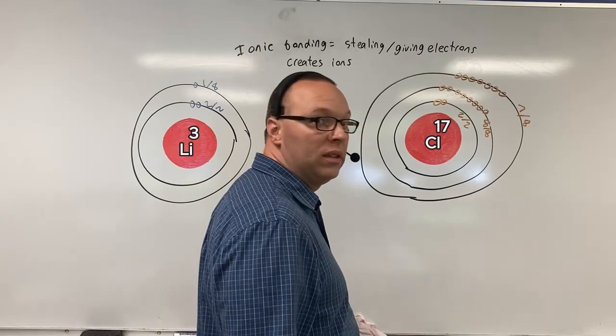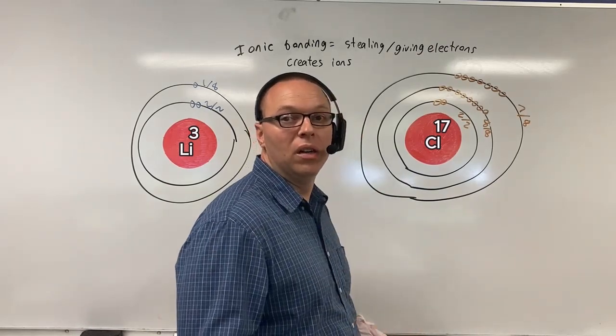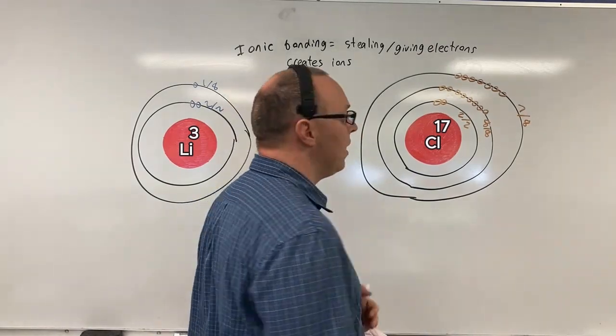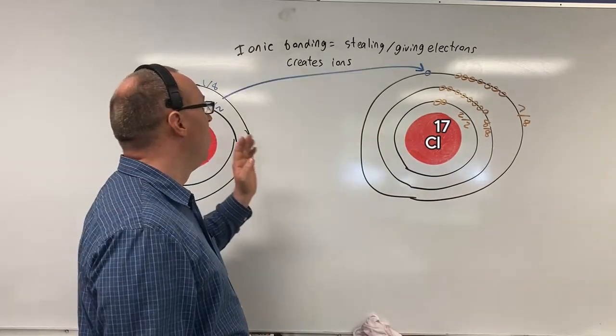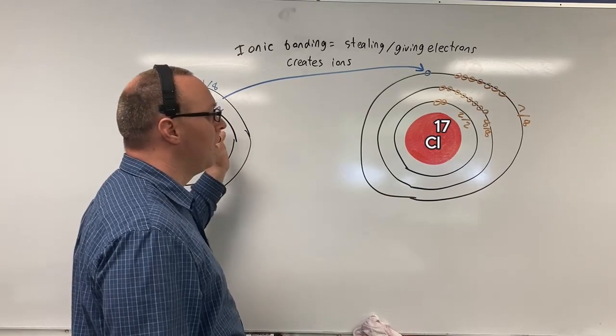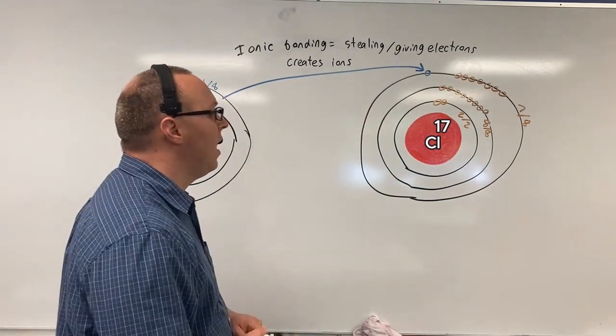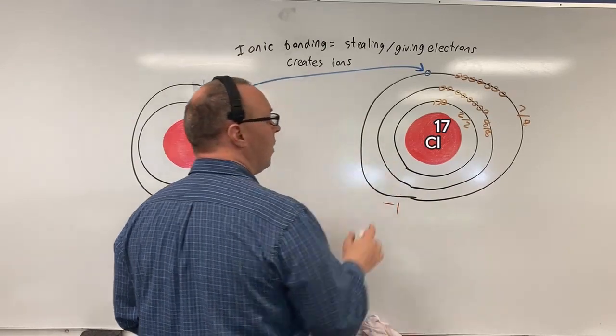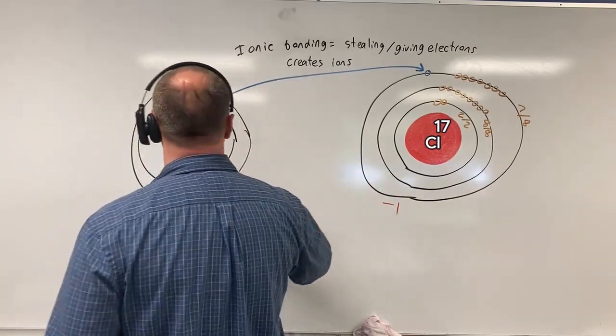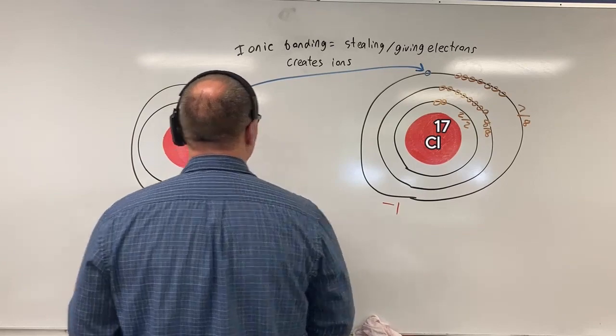So what I'm going to do is steal an electron from lithium over here, and that will give me a charge of -1, and that's going to be okay. What happened here? Well, I gave my electron from my lithium to my chlorine, and that is going to create a charge of -1 for my chlorine. That's going to create a charge of +1 for my lithium, right?